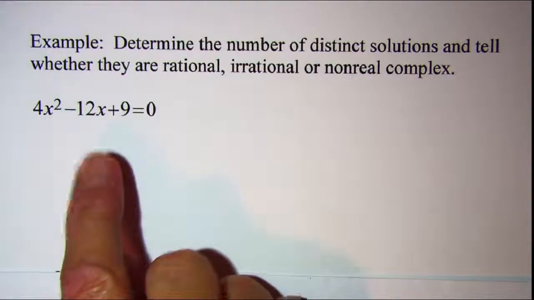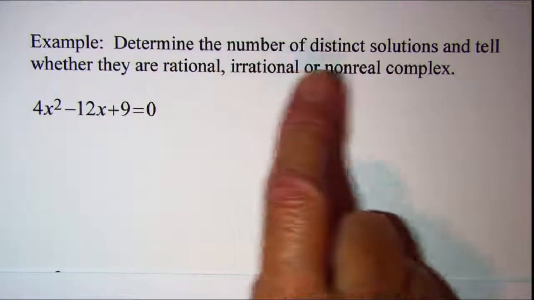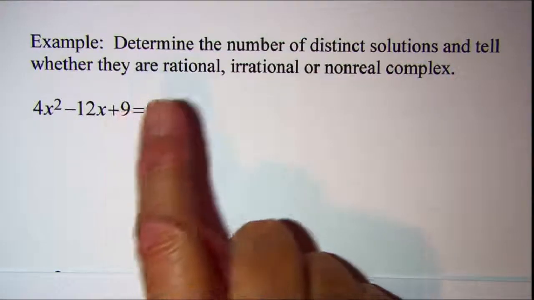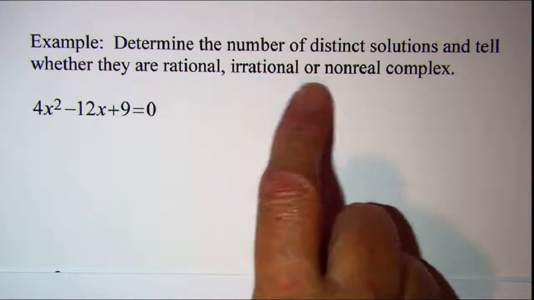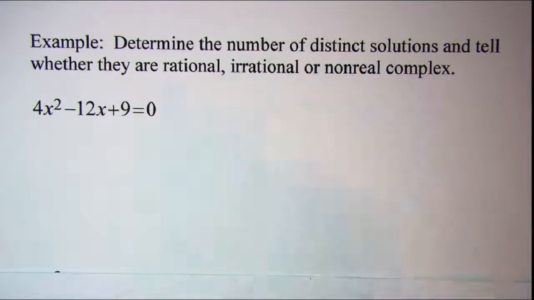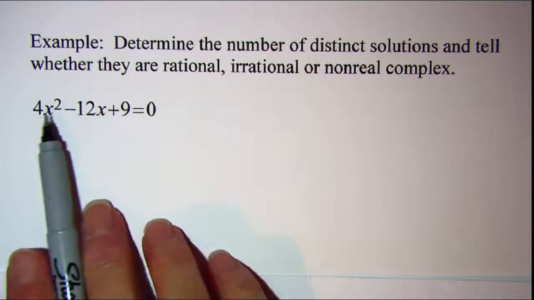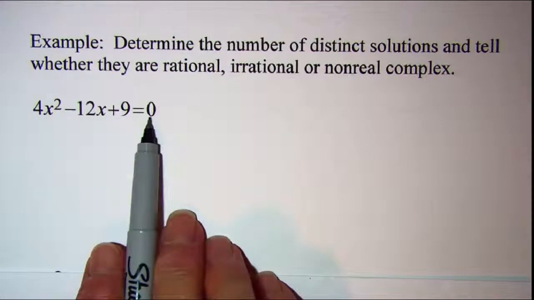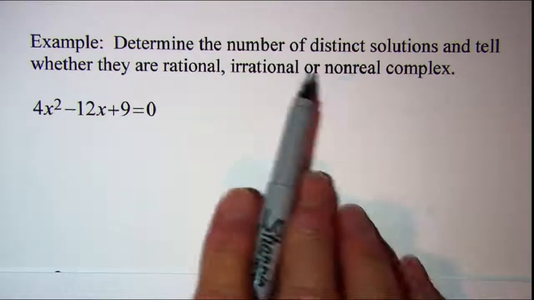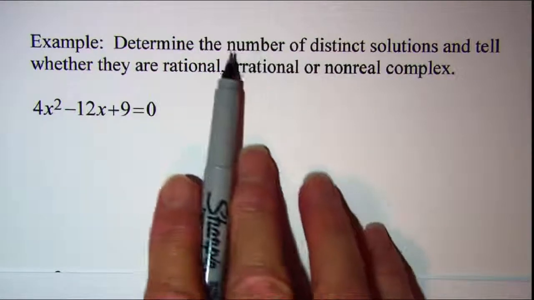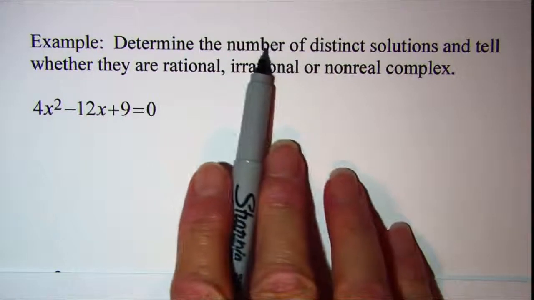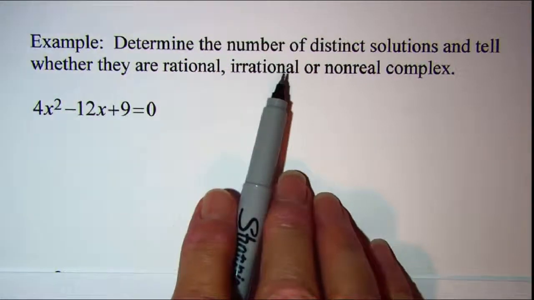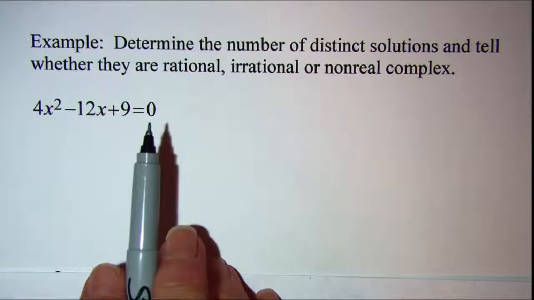Now let's do a few examples. We're asked to determine the number of distinct solutions and tell whether they're rational, irrational, or non-real complex numbers. Our first example is the quadratic 4x squared minus 12x plus 9 equals 0. Now usually these directions not only ask you to do these two things, find the number of solutions and tell what type they are, but they'll also say do not solve the equation.